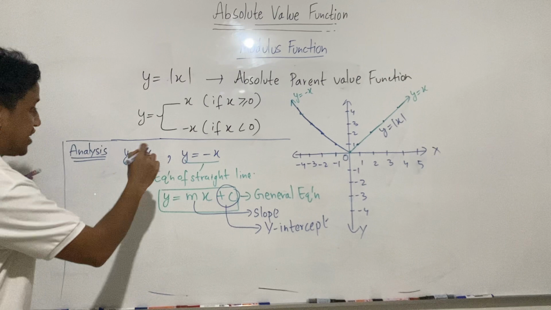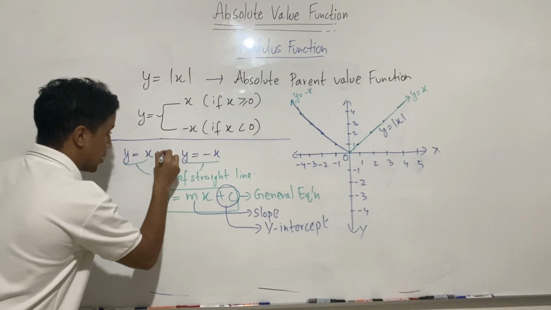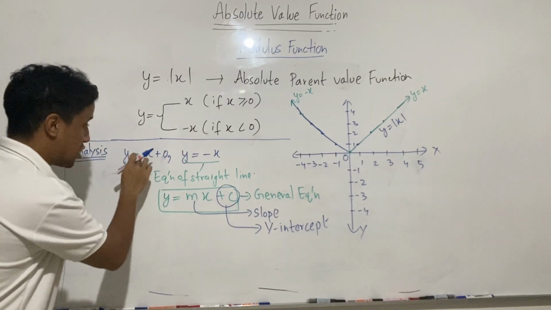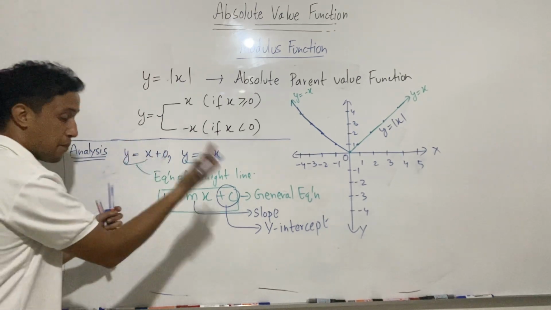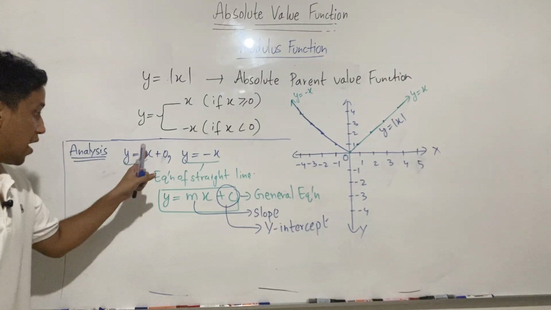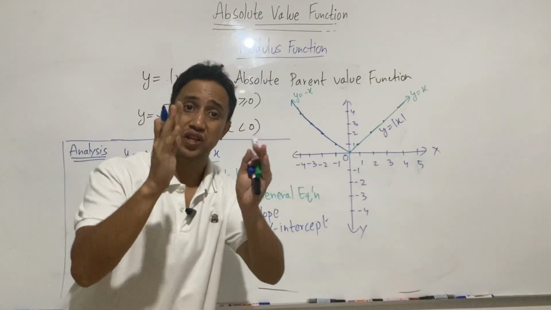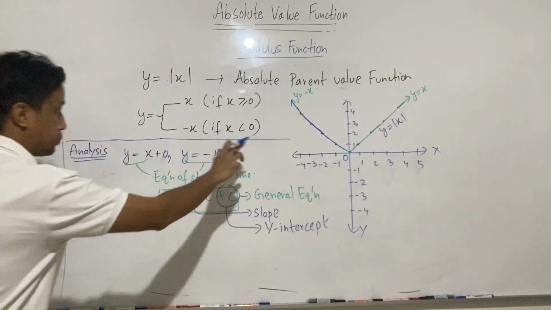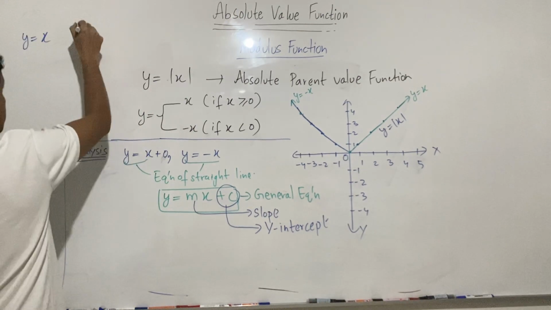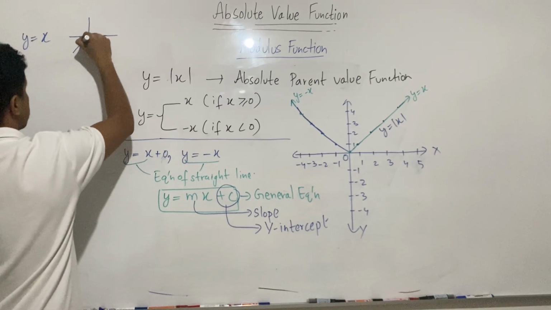Now, here the y-intercept is 0, right? That's why it became y equals x. If it has some positive or negative value, then that positive or negative value is going to be the y-intercept. What does it mean? Let's see. For y equals x, the graph is this.